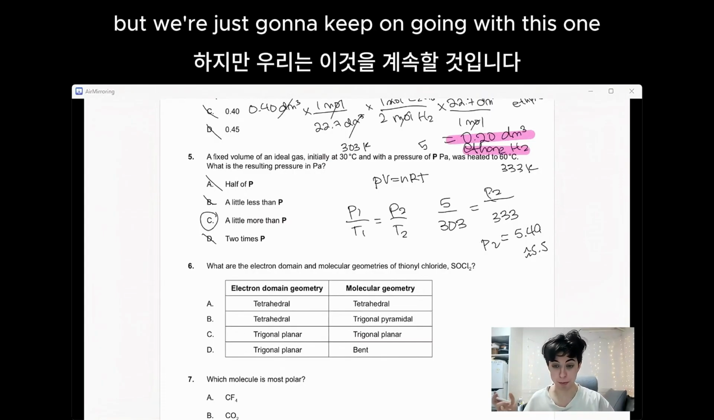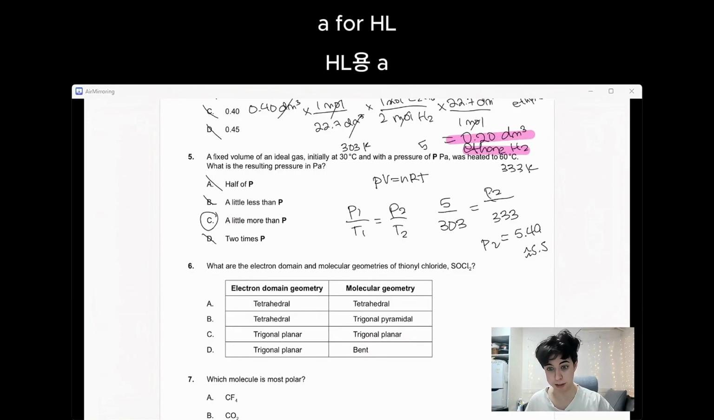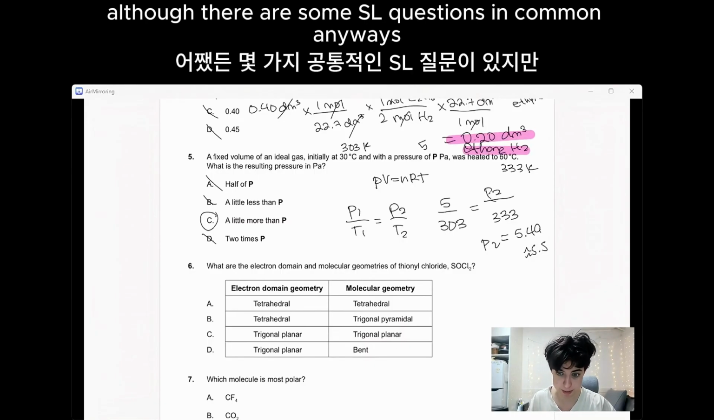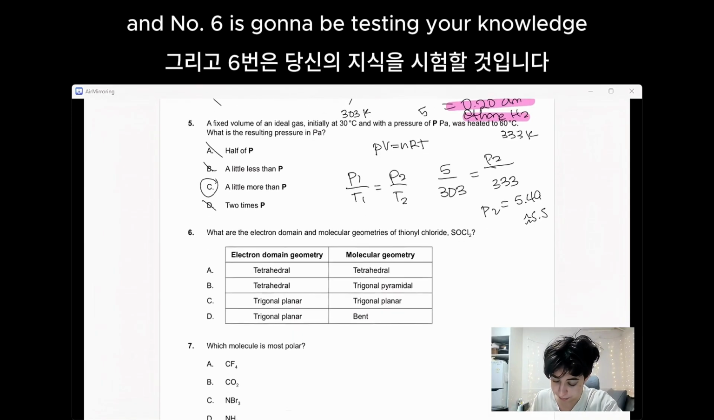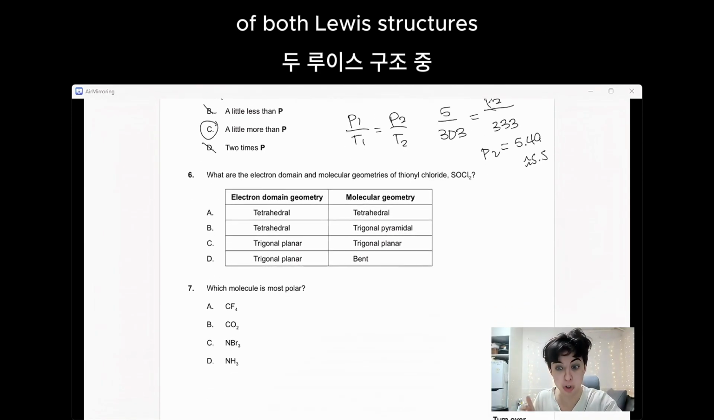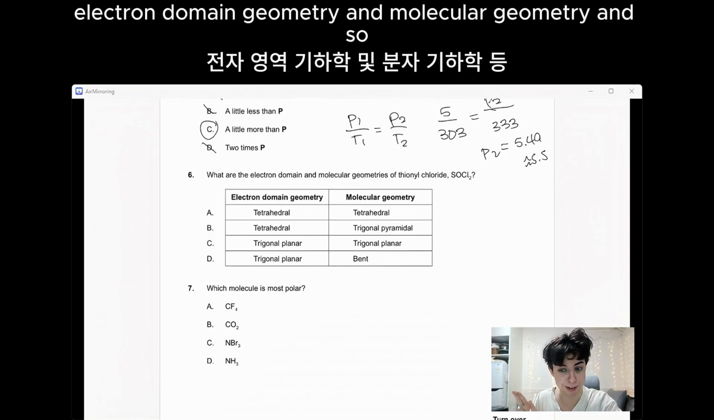But we're just going to keep on going with this 1A for HL, although there are some SL questions in common. Anyways, we are going to be looking at number 6, and number 6 is going to be testing your knowledge of both Lewis structures, electron domain geometry, and molecular geometry.